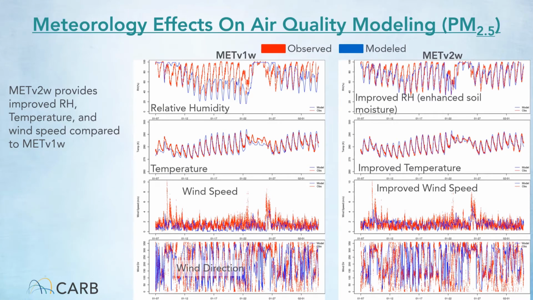In previous slides, we had shown the comparisons for two meteorological runs on ozone formation. This time we will be looking at the comparison of two model runs on PM2.5 formation. The figures in the left column are from the first model run, and the columns on the right are from the second model run, in which we are improving the relative humidity by making changes in soil moisture. We are also improving the near-surface air temperature and near-surface wind speed and wind direction.